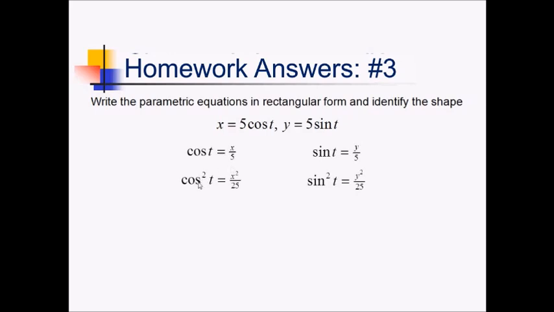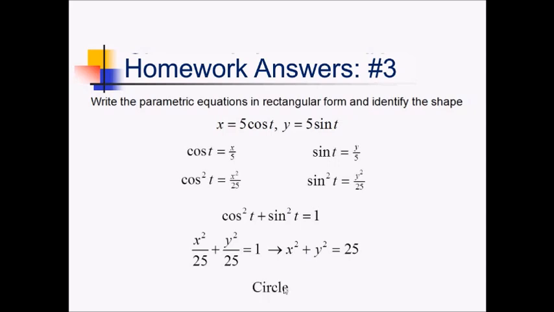And I know that cosine squared plus sine squared equals 1. Substituting into that identity, I have x squared over 25, and for sine squared, I have y squared over 25, all of that equals 1. And if I really wanted to, I could multiply by 25 and make it look like this. It doesn't really matter which way you write it. Either way, you're in rectangular form. But maybe if you put it in this form, it's a little more obvious that this is the equation of a circle, because we have two squared variables being added, and we notice that the denominators are the same. So that is a circle.